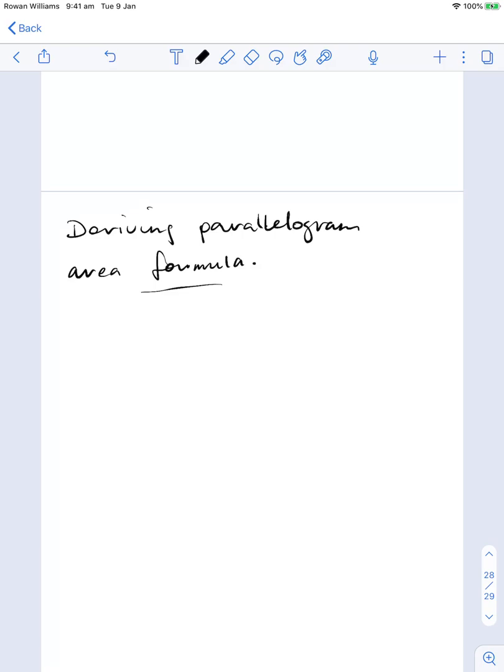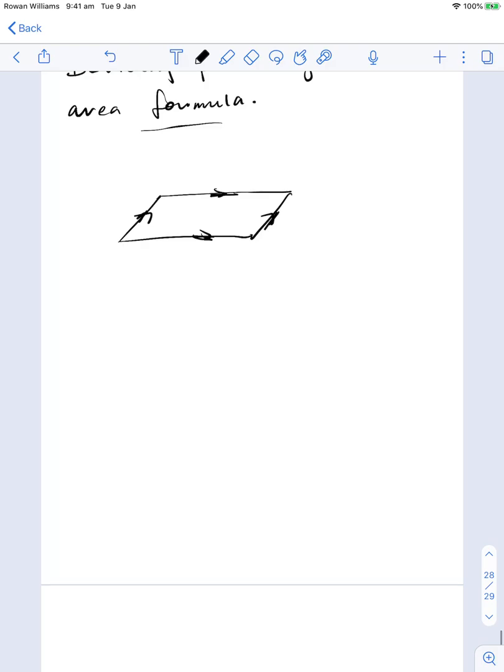All right, let's have a look at deriving the parallelogram area formula. And the idea here is a parallelogram has two parallel sides, like so. These sides here are parallel, these sides here are parallel. And what we find is there's a specific way we can calculate the formula.